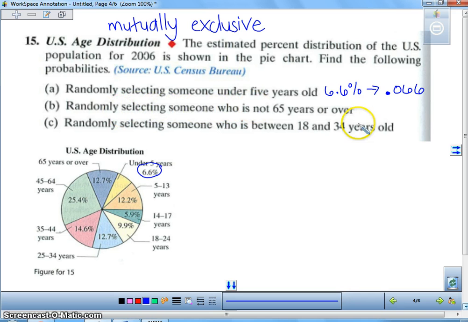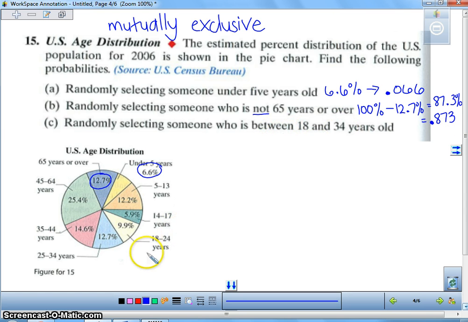Randomly selecting someone who is not 65 or over. Well, these are the only people who are not 65 or over. So I could go around and add all of these together, but I know the whole pie chart is supposed to be 100%. So let's make this easier on ourselves. It's 100% minus what it's not. So 12.7%. And together that is 87.3%, which we will make a decimal, 0.873.